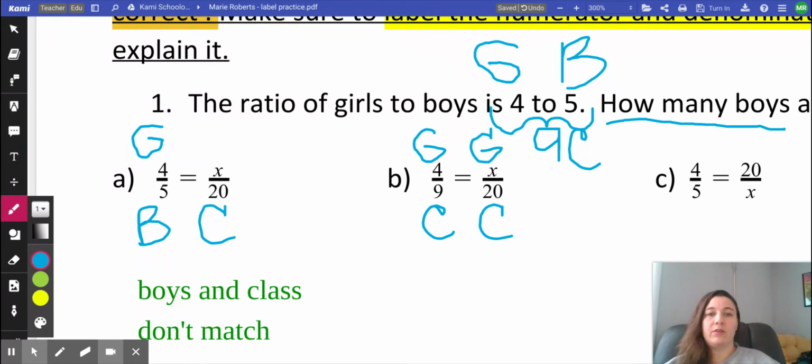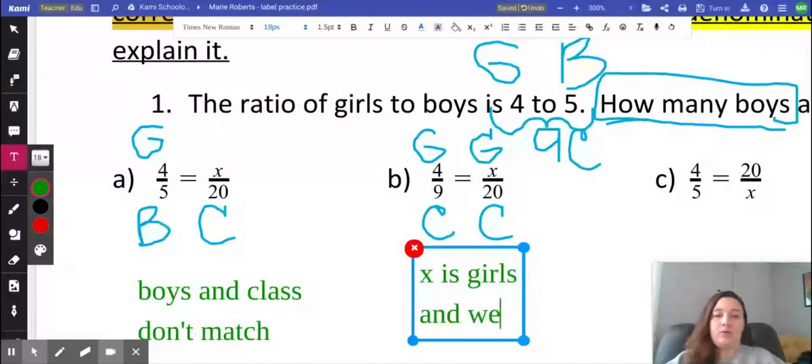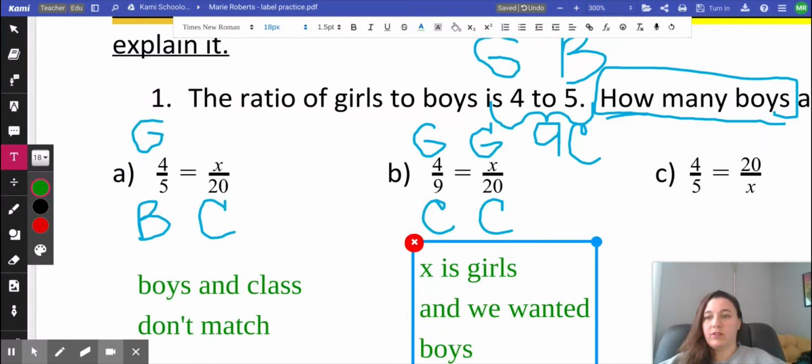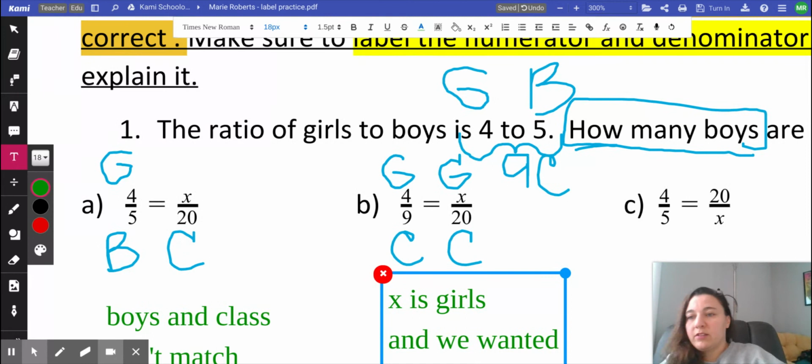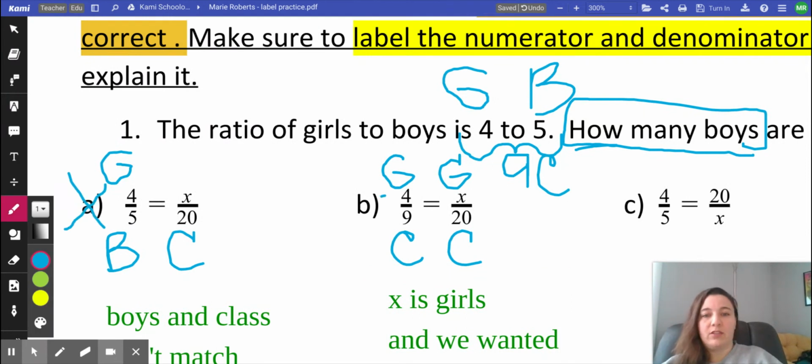So is B going to be what I want? Everything matches. Nope. I want boys. So in this one, X is girls and we wanted boys. So this one's not right. This one won't work because things don't match. This one matches, but it's not the one I wanted. And you keep going, all right?